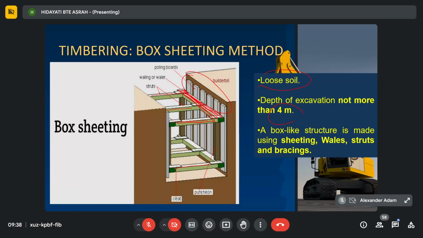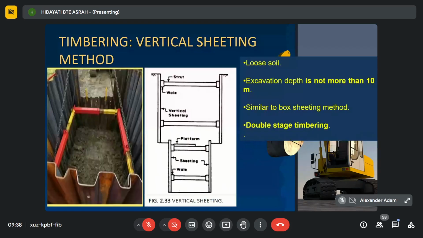Okay, next is the vertical sheeting method. Similar to the previous one, the soil condition is loose soil, meaning the soil is in granular form. This one is for depths not more than 10 meters. The previous one, box sheeting, is used for depths not more than 4 meters. If it is more than 4 meters but not more than 10 meters, you can use the vertical sheeting method.